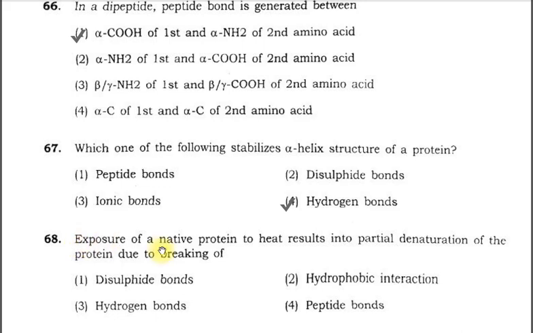Exposure of a native protein to heat results in partial denaturation of the protein due to breaking of: 1, disulfide bonds, 2, hydrophobic interaction, 3, hydrogen bond, 4, peptide bond. The correct answer is option 3, hydrogen bonds.